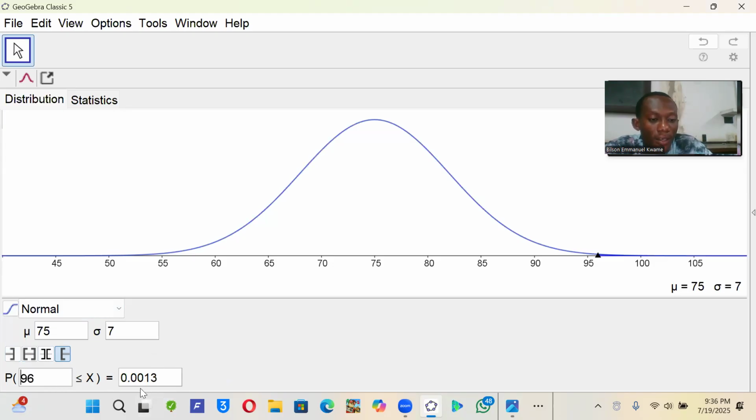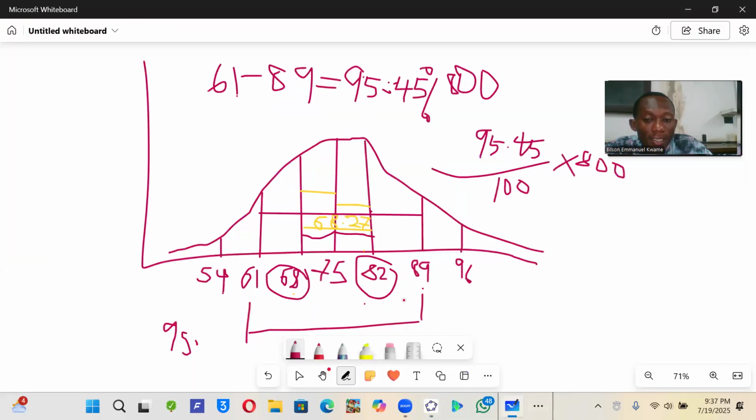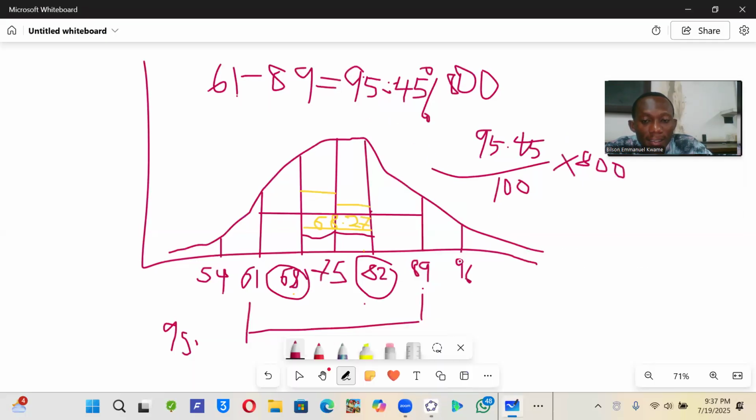So the probability of students who had marks greater than or equal to 96 is 0.013. If we change this to percentage, that is multiplying it by 100, we're going to get 1.3. But it says approximately how many students? The question demands a number. We know the probability from the GeoGebra app, so we can do the computation ourselves. Do you get it?